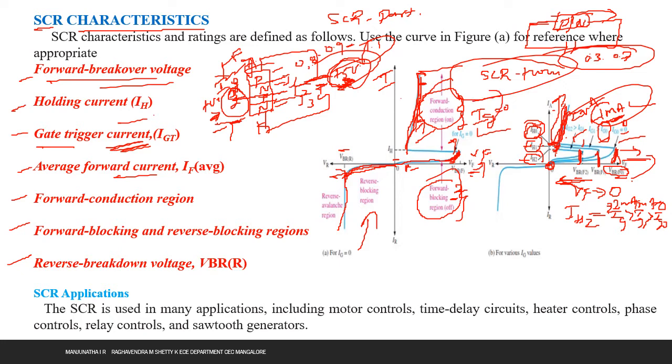So it is for a specified condition, like when Ig is equal to 0, Ig1 is equal to 1 milliamp and Ig2 is equal to 2 milliamps. So like that. Okay. So next, average forward current, IF. The definition for average forward current, IF, is the maximum continuous anode current that the device can withstand in the conduction state under specified conditions. As simple as that.